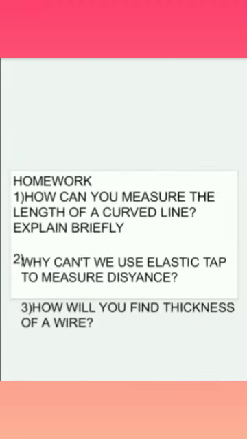This is the homework. How can you measure the length of a curved line? Explain briefly. Why can't you use elastic tape to measure distance? How will you find the thickness of a wire?